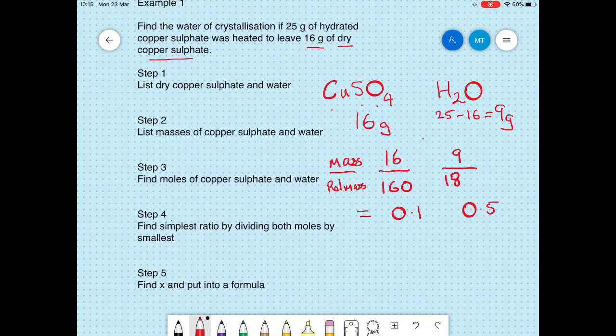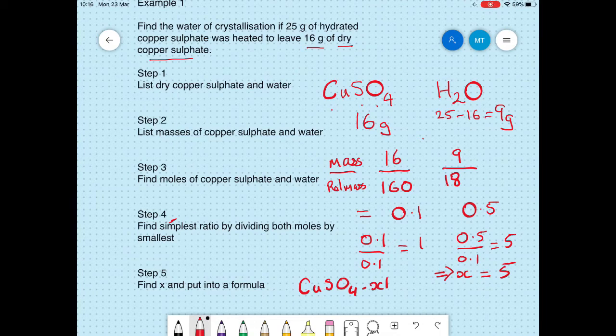Now, once again, we need to find the simplest ratio. And to do that, we divide by the smallest. 0.1 is the smallest, so we take 0.1 and divide it by 0.1. Gives us 1. And then we take 0.5 and divide it by 0.1. And if you do it in the calculator, that gives you 5. So we've got a ratio of copper sulfate to water, which is 1 to 5. And that tells us that the X we were looking at earlier is equal to 5. But we've got to put that into the equation.